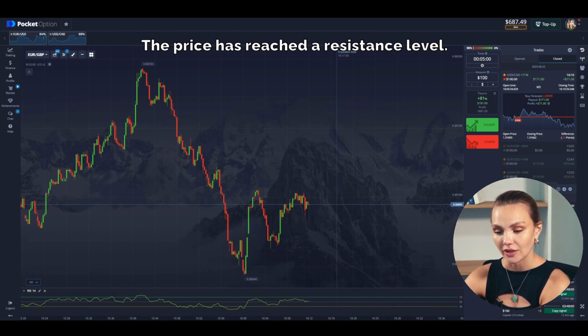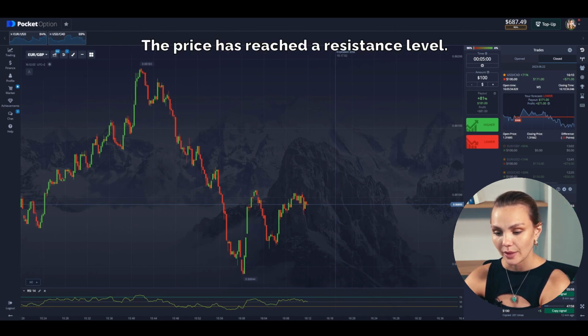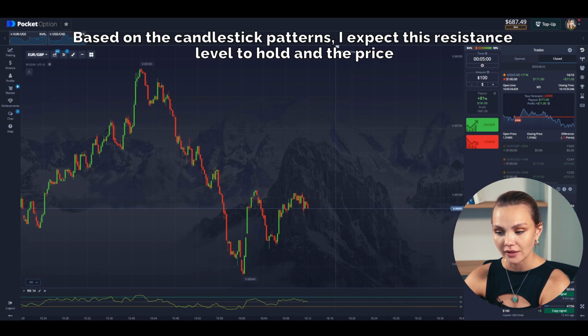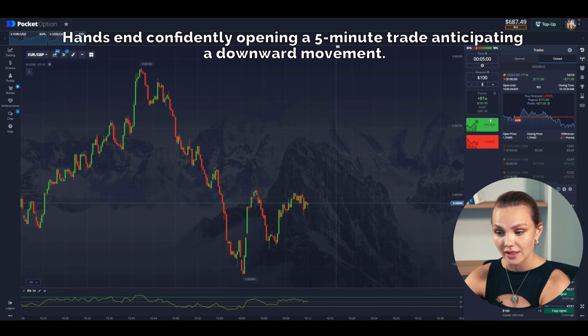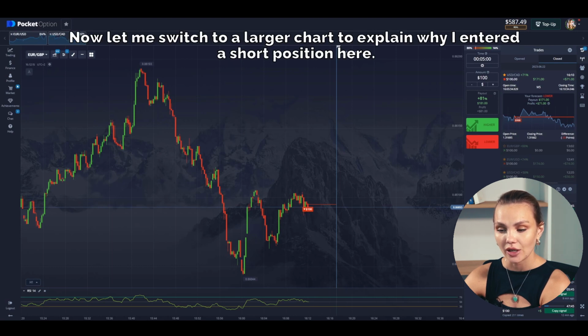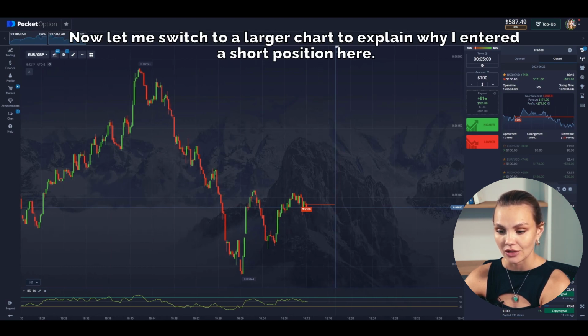The price has reached a resistance level. Based on the candlestick patterns, I expect this resistance level to hold and the price won't break above it. Hence, I'm confidently opening a 5-minute trade anticipating a downward movement. Now let me switch to a larger chart to explain why I entered a short position here.